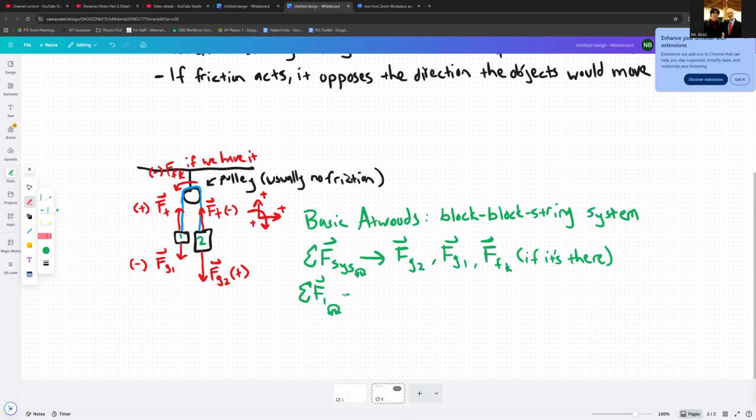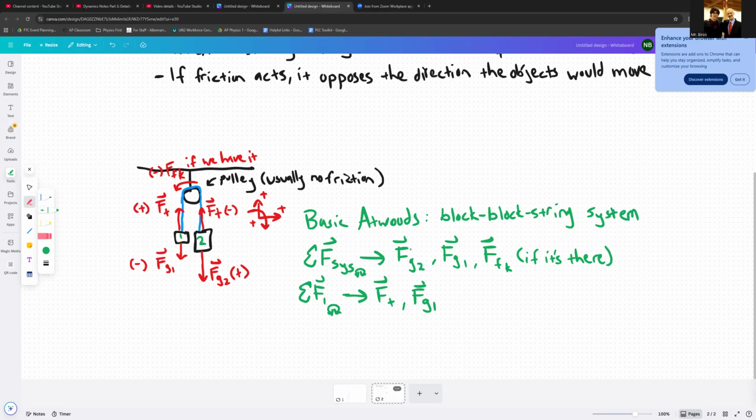Sum of forces for object number one would include, looking over here, the force of tension Ft acting on object number one and the force of gravity Fg1. Friction from the pulley would affect the individual objects through how much tension there is or something like that. But the friction itself from the pulley does not act directly on object number one. It acts from the pulley onto the rope, which is part of the system. So we would include friction for the system if it shows up.